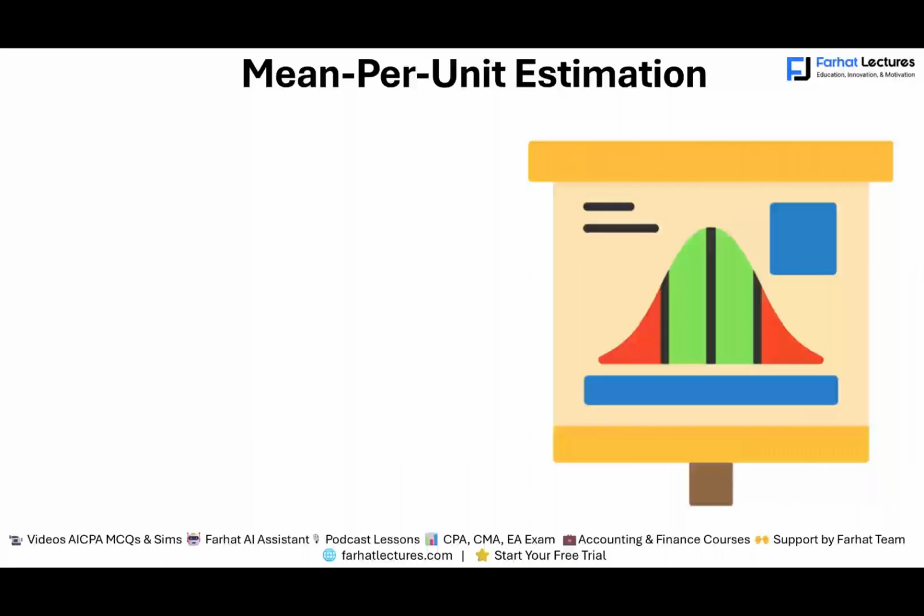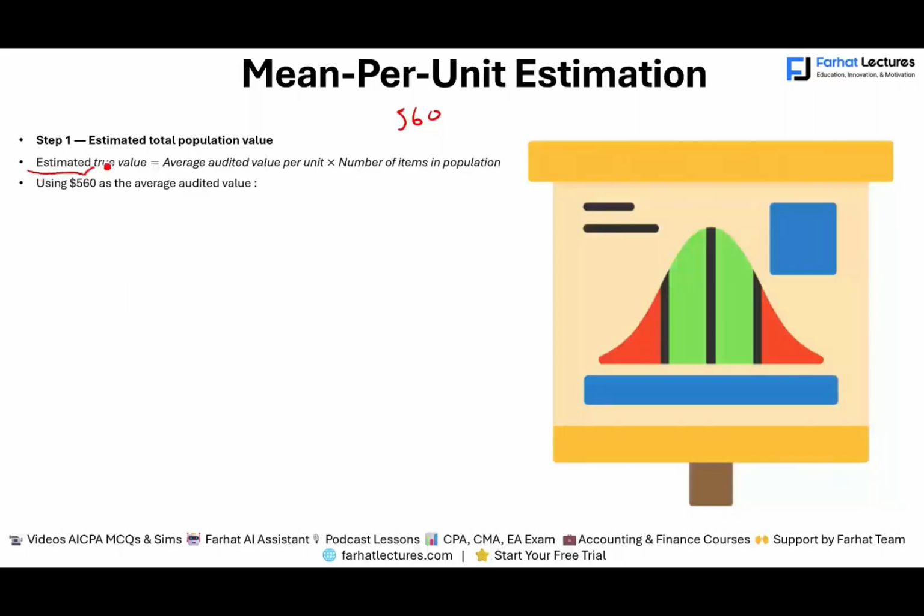So how do we start this? Well, we're not going to tell the client your number is incorrect. We have to compute the mean per unit estimation and take it from there. So for the estimated total population value, we're going to take this 560 and scale it up, project it to the whole population first. So the estimated true value. It's not a true value, it's an estimated true value based on the audited sample. We'll take the average audited value per unit, which happens to be 560, multiplied by the number of the population, which we know is correct, which is how much? 1,000 accounts receivable. So the estimated true value is 560,000.